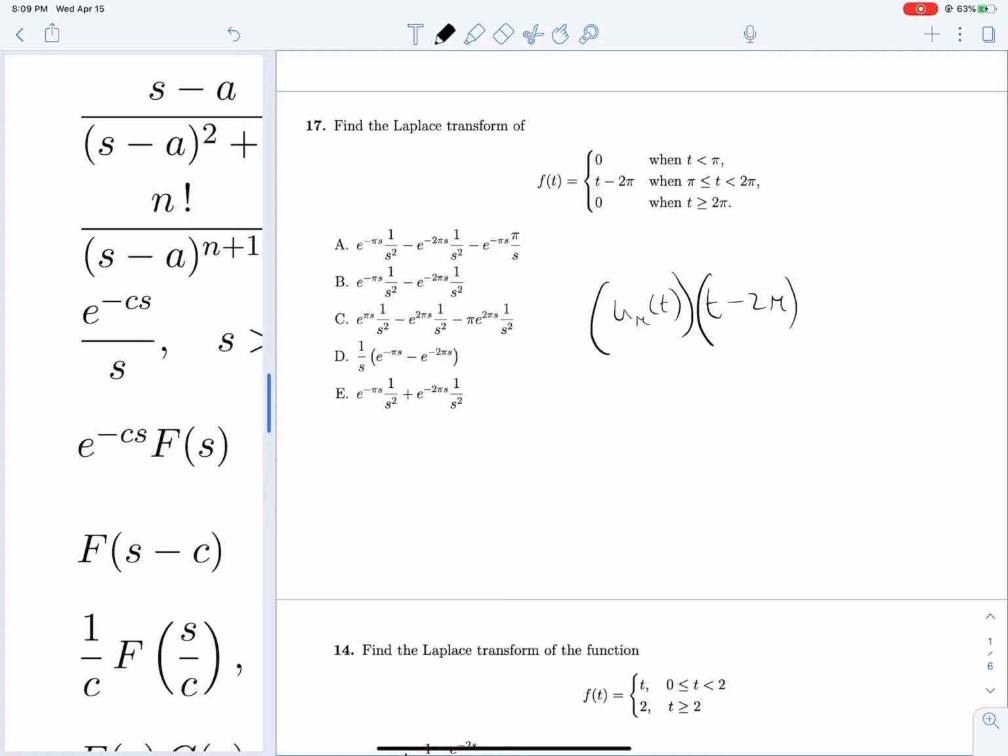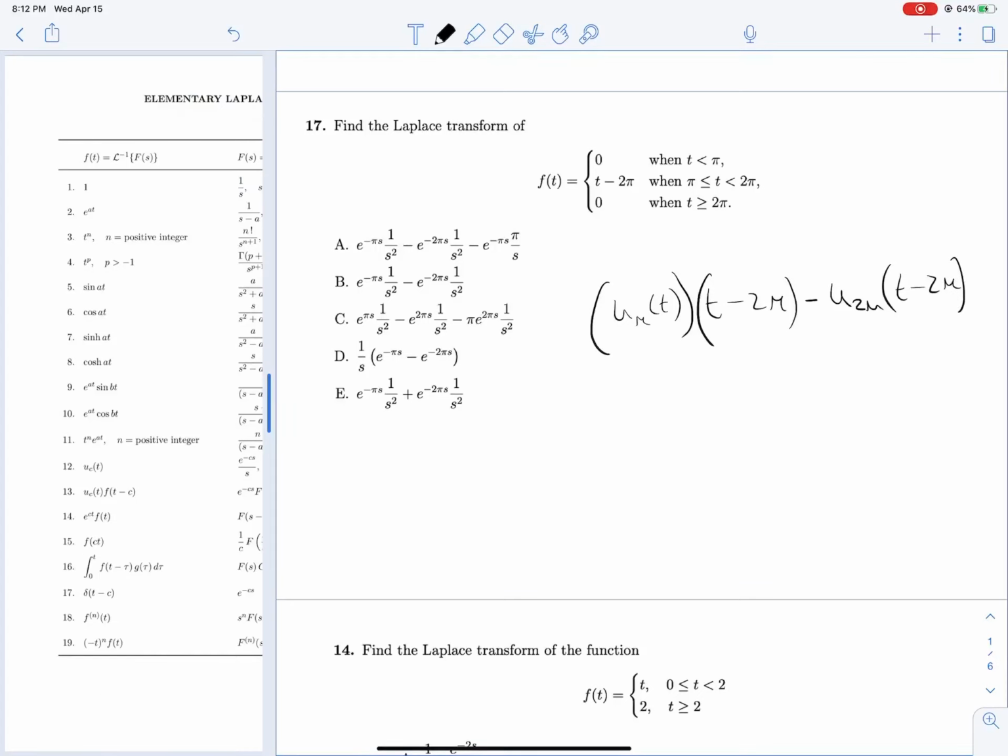This will evaluate to 0. When t is greater than pi, this will evaluate to t minus 2 pi. So now we can subtract from it u 2 pi multiplied by t minus 2 pi. So now that we have our function figured out, our f of t, we need to do a little bit of shifting things around to get everything in the form that we like.